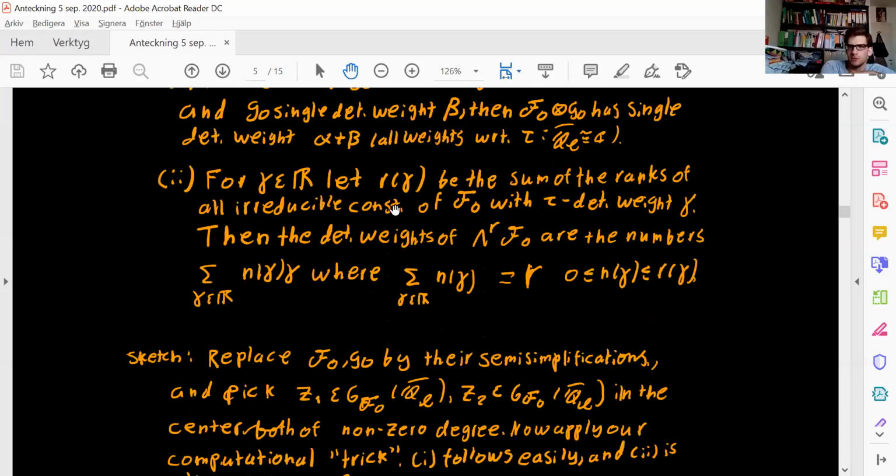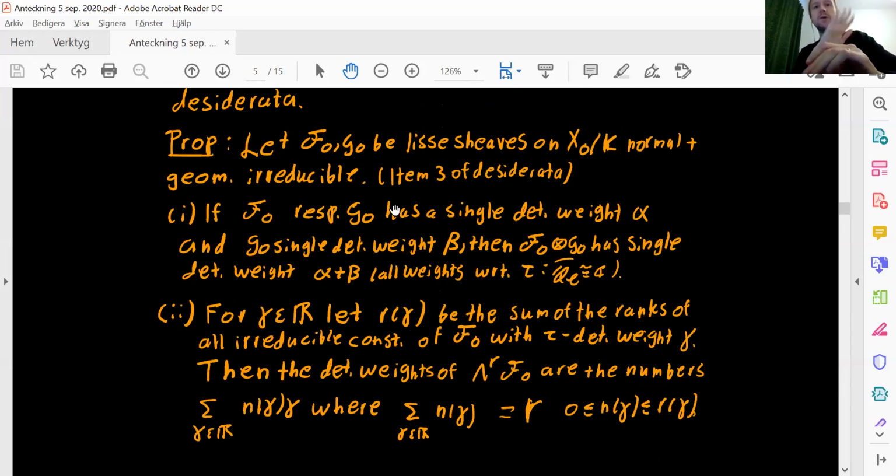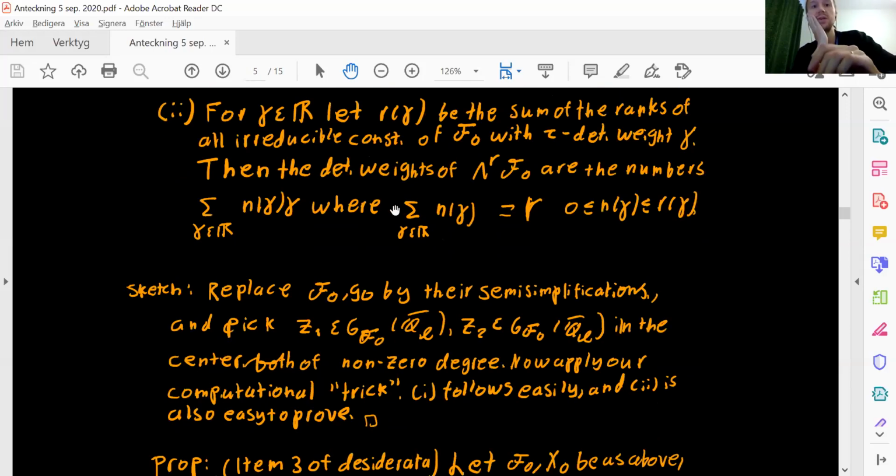F0 and G0 are general. Yes, they're lisse sheaves, not necessarily semi-simple. No, just any lisse sheaves. So this will be a very important computational tool in a short while.